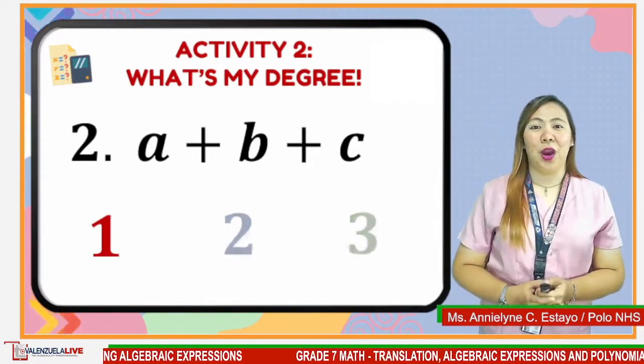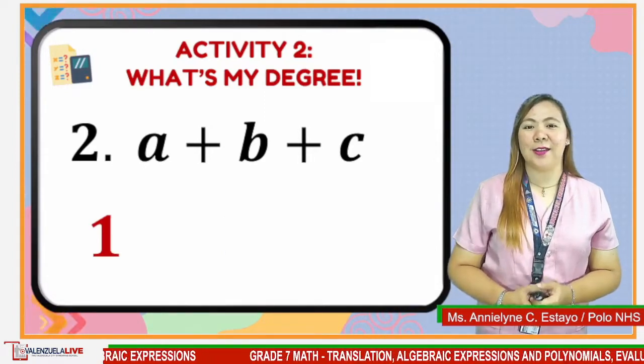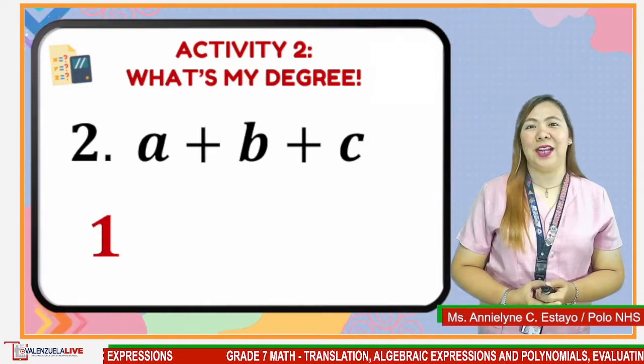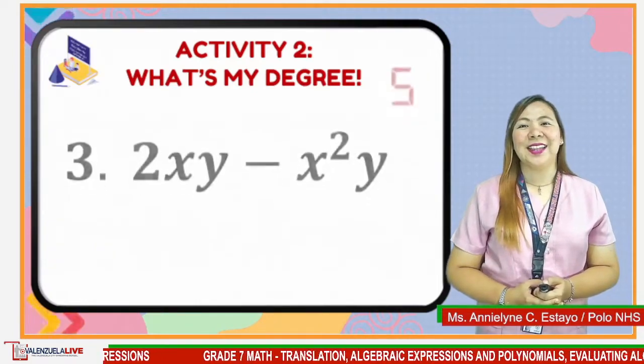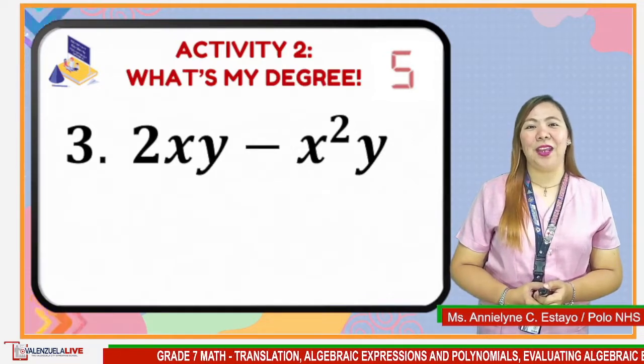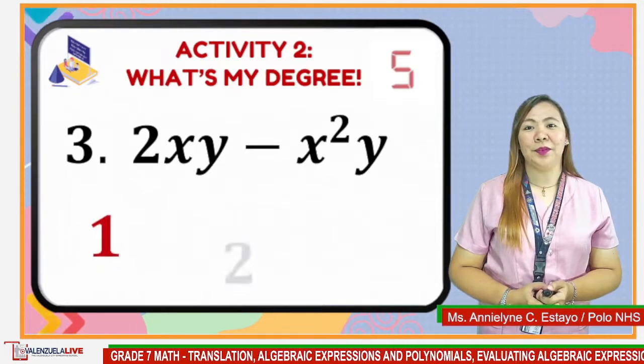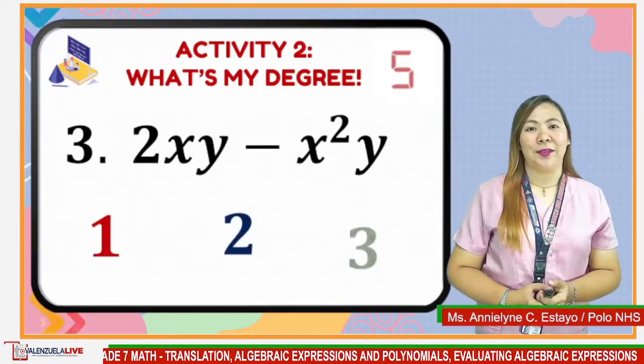If you answered 1, that's correct. This one is an example of a trinomial. Next is 2xy minus x squared y. What is its degree? 1, 2, or 3?